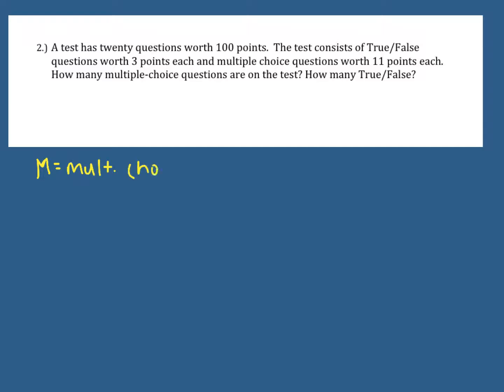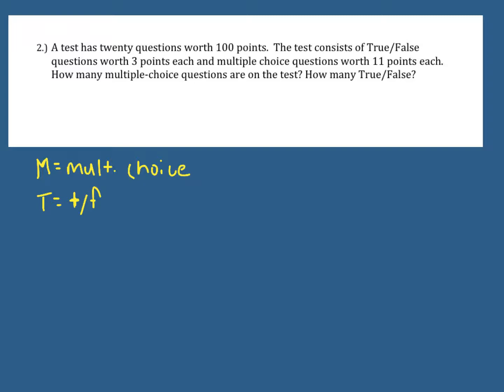And I'm going to make T the true-false. And you guys can use X and Y, but for me, it just gets confusing because then it's just one more thing I have to keep track of, what's X and what's Y. So if I give them variables that start with what I'm actually trying to find, it just makes more sense.